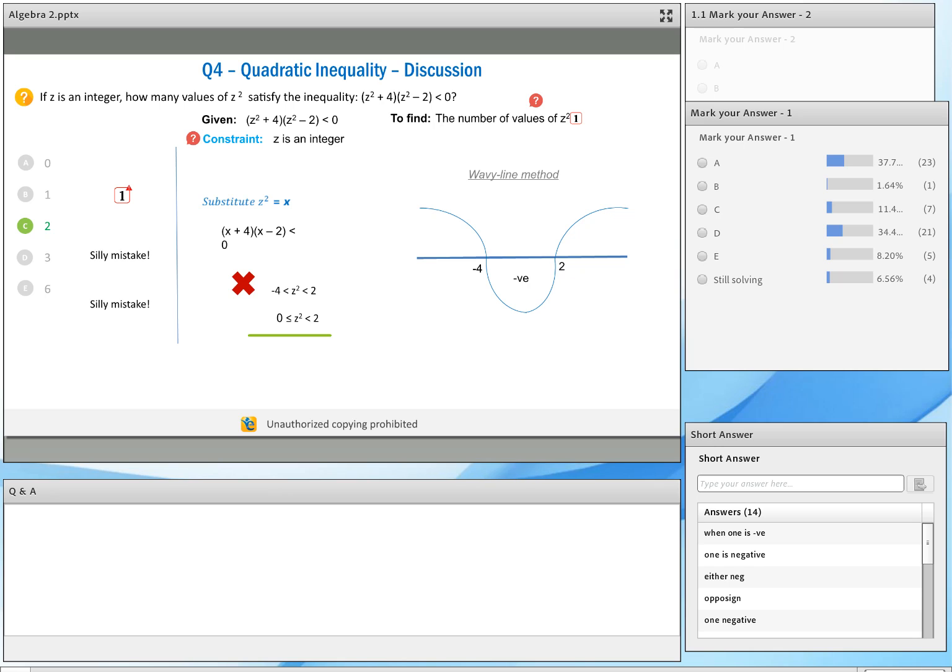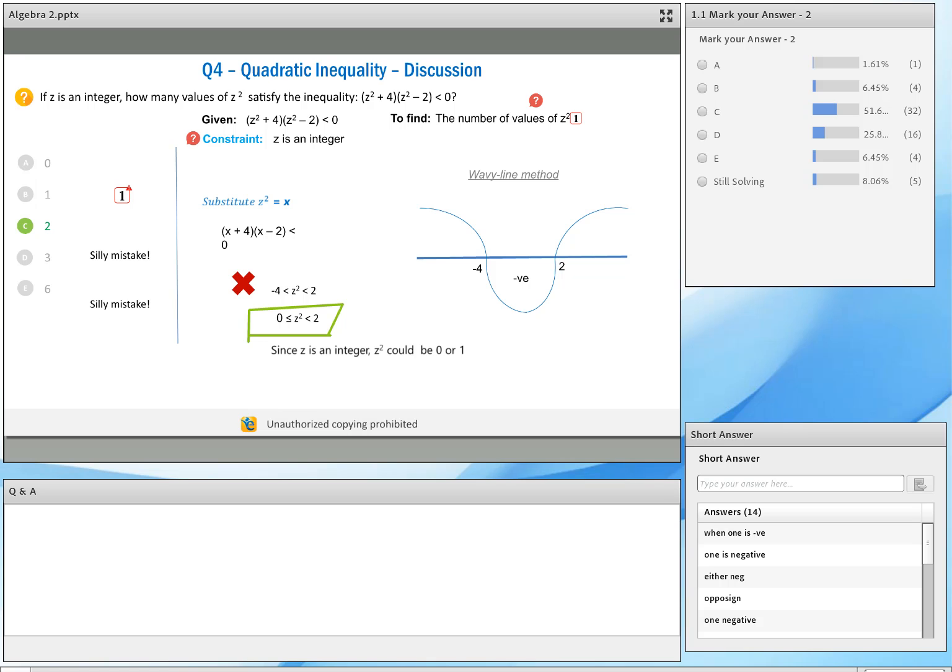Now, what we already know is, 0 is less than or equal to z square is less than 2. This is the solution that we have from the previous question, right? Now, because z is an integer, what all values are possible for z? Z square could be either 0 or 1. So the correct answer here is C.